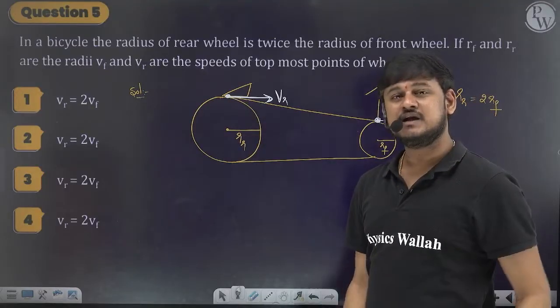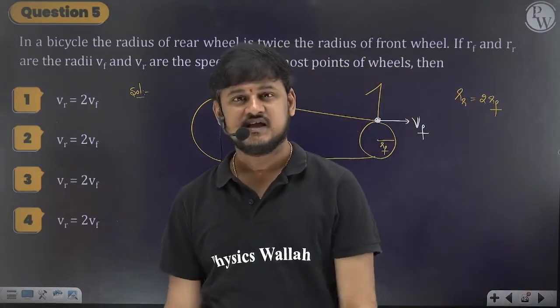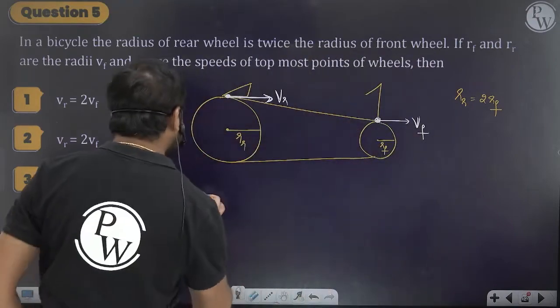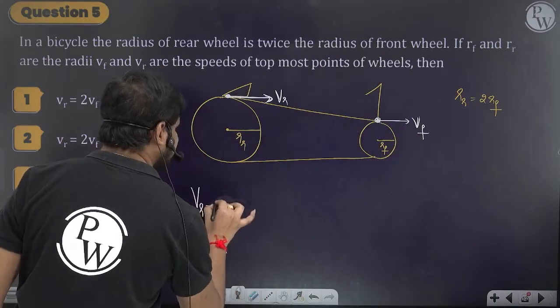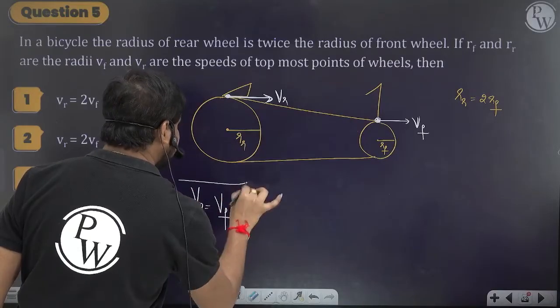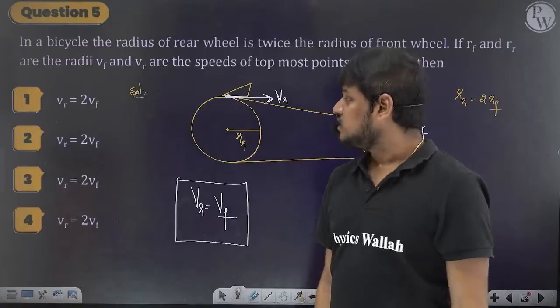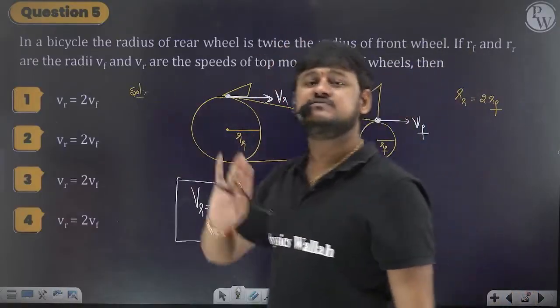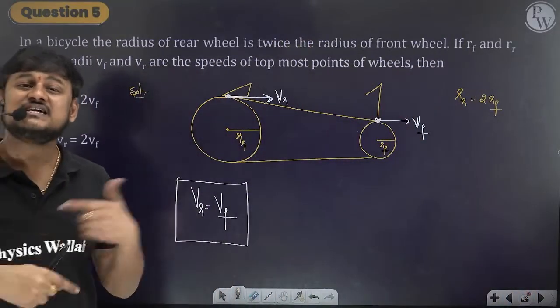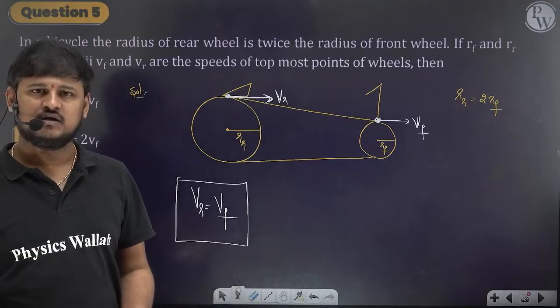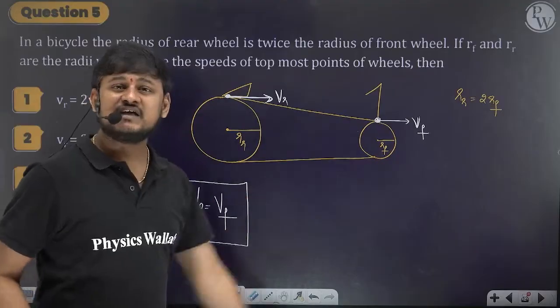But is it happening while the bicycle moves? No, right? So that means they both have the same linear velocity. Then only the bicycle will move. Understanding, guys? But their angular speeds will be different. The number of rotations will be different. Clear? So which one will have the angular speed more, sir?